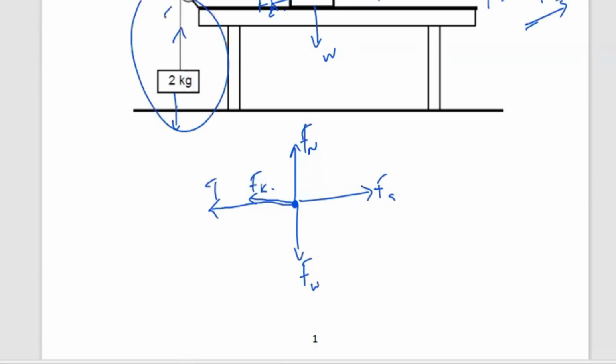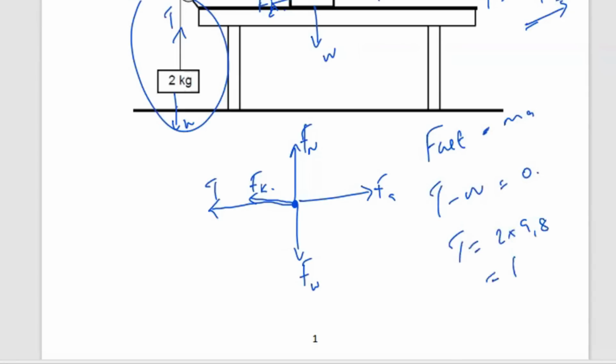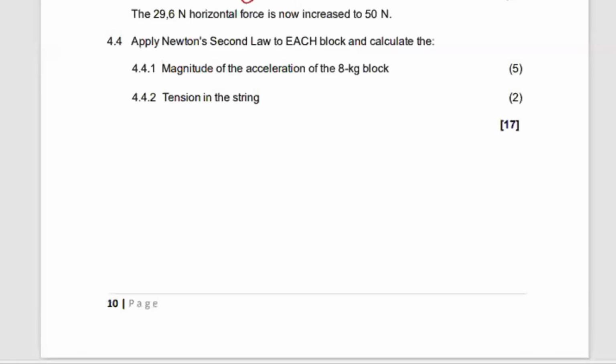Alternatively, you can look at this 2-kilogram body. Since it's moving in that direction, it's going to be T, and this is going to be the weight. Still use the same thing: F net is equal to ma. So tension minus the weight should give us 0. So tension is the weight, which is 2 times 9.8, which still gives us 19.6 newtons. All right, and then the 29.6 is replaced with 50 newtons.